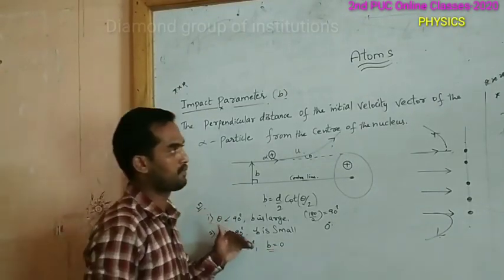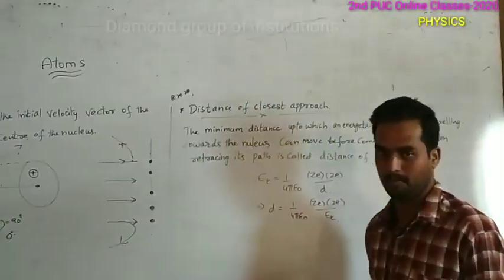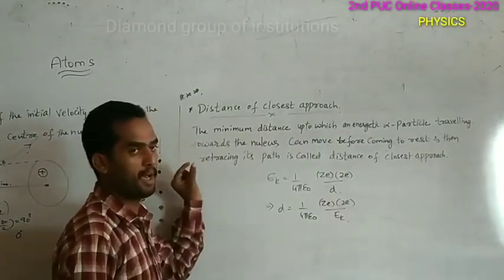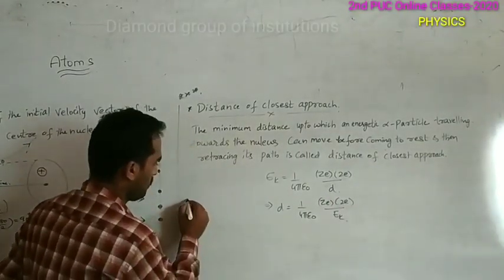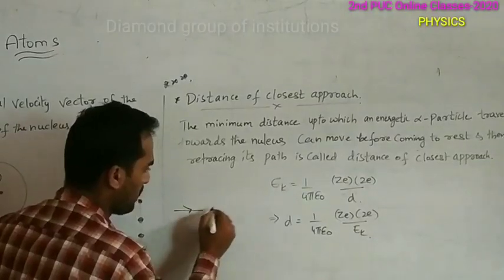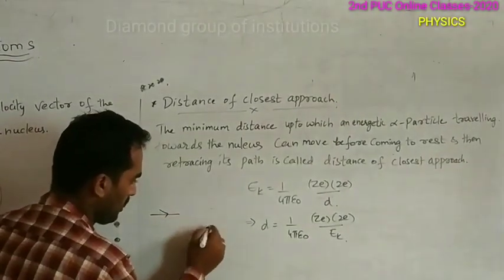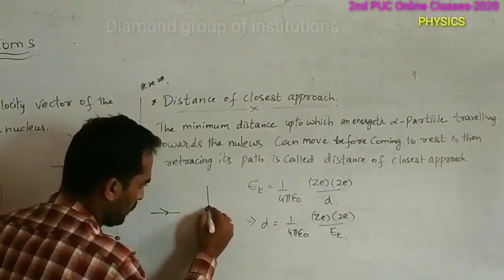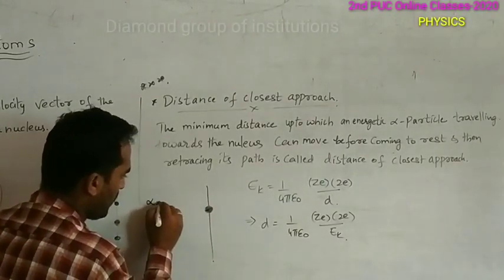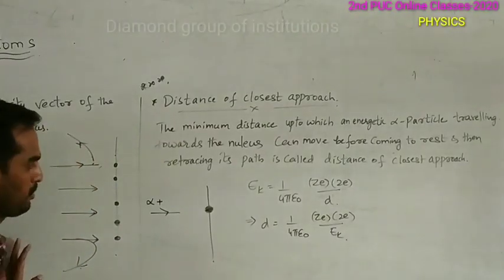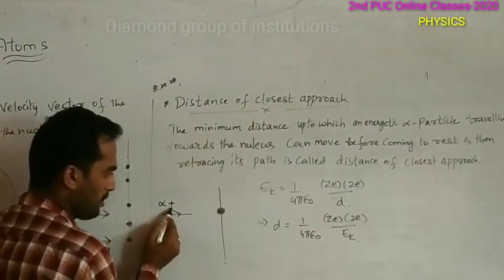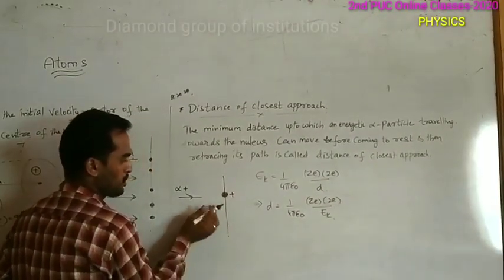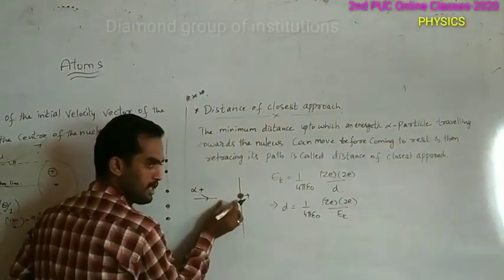Next one, distance of closest approach. Up to what distance is the alpha particle approaching? The alpha particle is approaching towards the nucleus. This alpha particle has what charge? Positive. And this nucleus also has which charge? Positive charge.